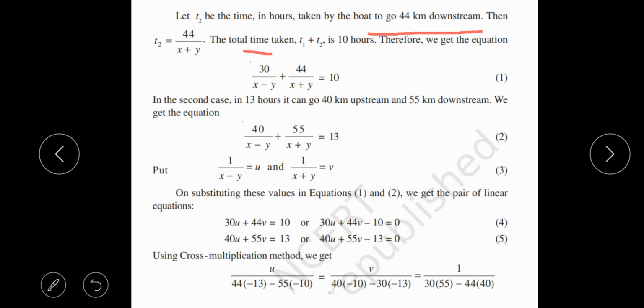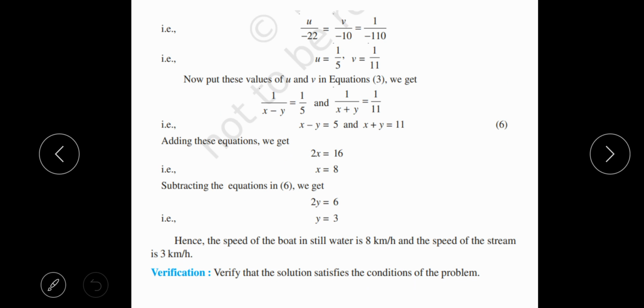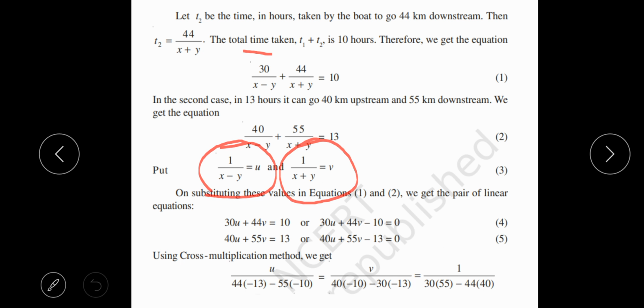Now we have to solve. Now this question becomes an equation reducible form, so we have to reduce it to a simpler form. So how to reduce? Put 1 upon x minus y equal to u, and 1 upon x plus y equal to v in both the equations. After substituting these values, we will get 30u plus 44v equal to 10, or you can say 30u plus 44v minus 10 equal to 0. And from the second equation it becomes 40u plus 55v equal to 13, or 40u plus 55v minus 13 equal to 0.